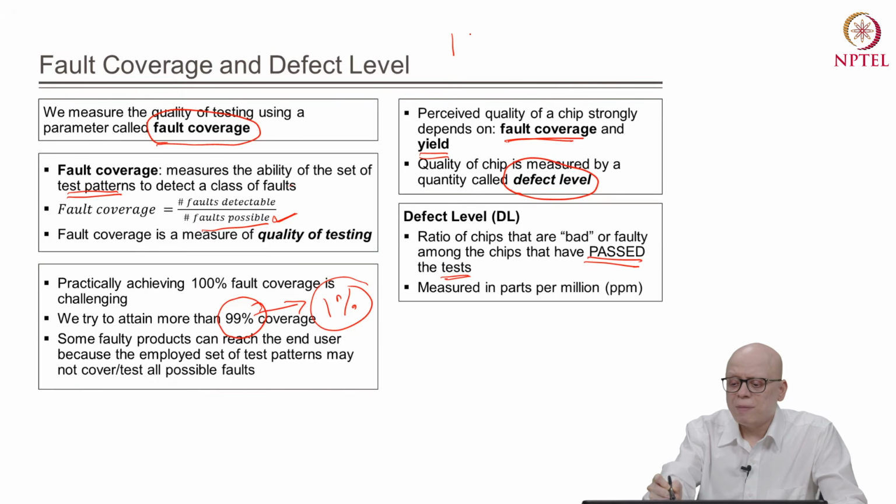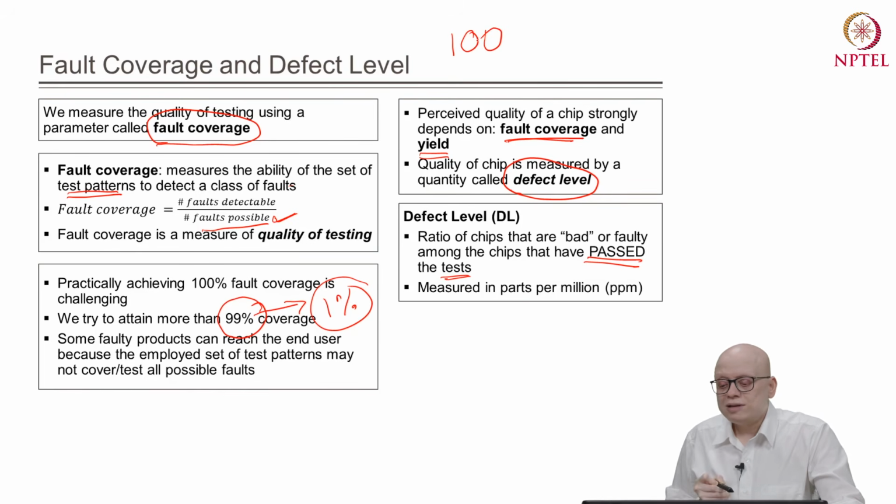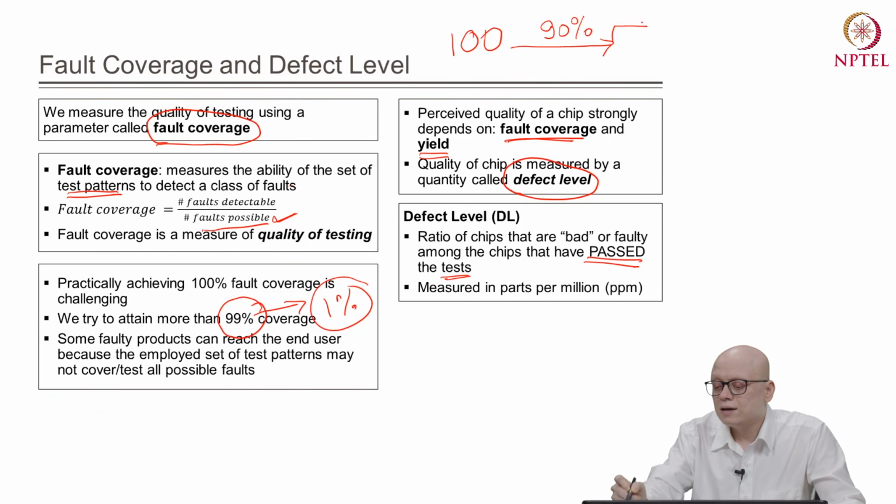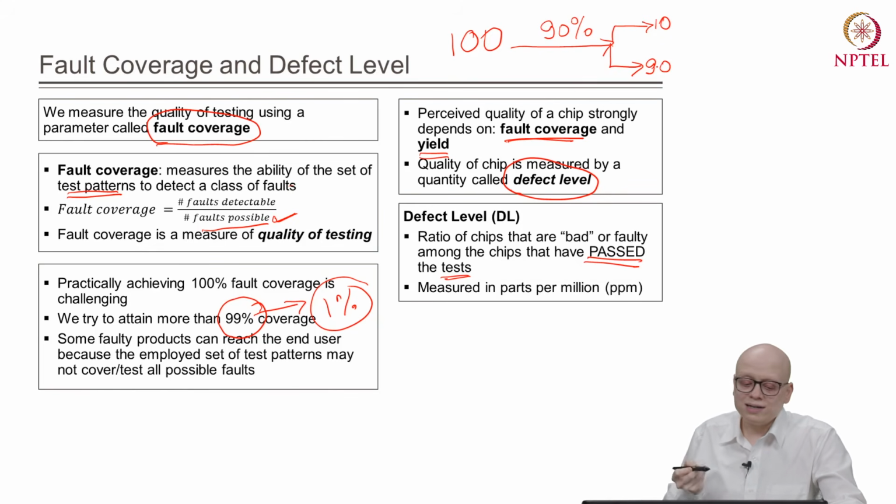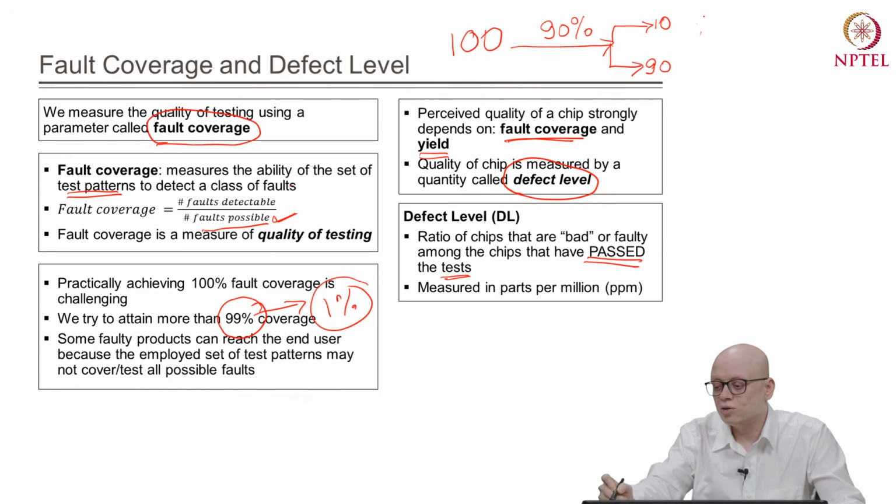Suppose we are manufacturing 100 chips. Now, let us assume that the yield of the process is 90%, and therefore, out of this, 10% or 10 chips will be bad and 90 chips will be good. Now, let us assume that fault coverage, for the sake of argument, is just 50%, not 100%. Ideally, it should be 100%.